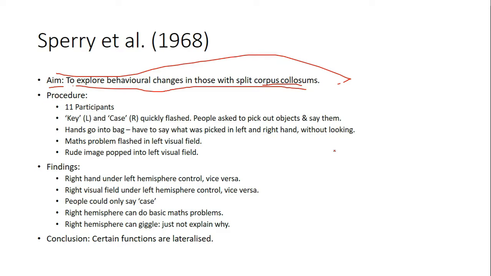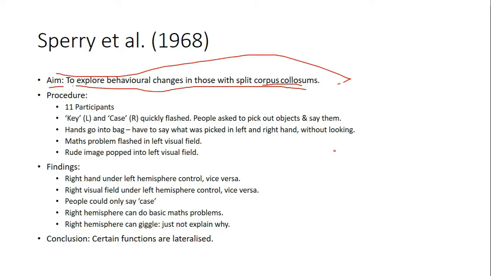So the hands would go into bags, so your left and right hand would go into a bag, and then the participants would have to say what was picked out without looking at them. Because if you look at them, then it means that you engage both visual fields, because you have your left visual field and your right visual field, which is why you lose something if you close one of your eyes. So if you think about where language is controlled, and you think about which hand is controlled by which hemisphere, you should be able to figure out which hand they could talk about and which hand they couldn't talk about.